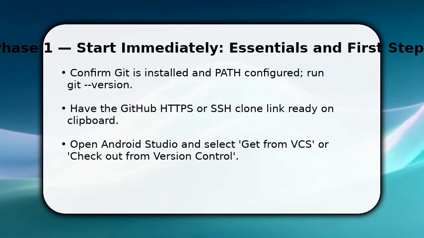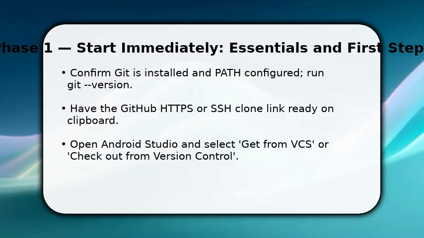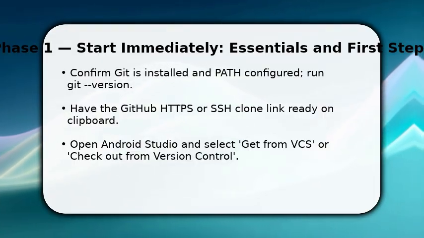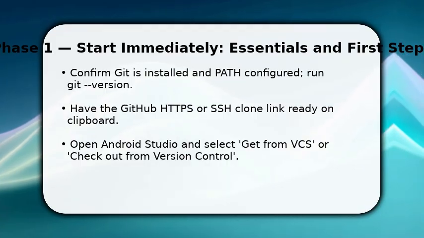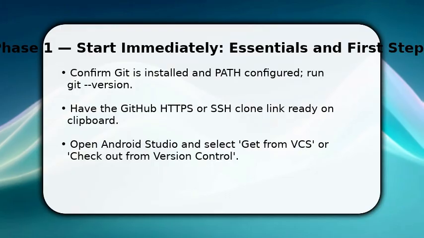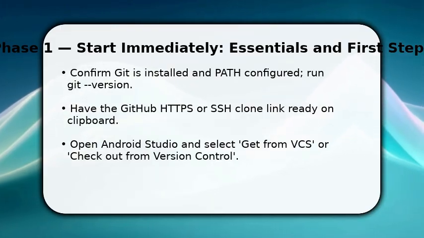Enjoy the video. You start by ensuring Git is available on your machine. Run git version so you know it's working. Once done, copy the HTTPS or SSH clone link from GitHub. Make sure it's the repository you intend to clone.